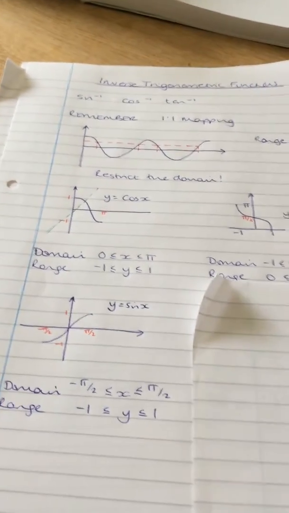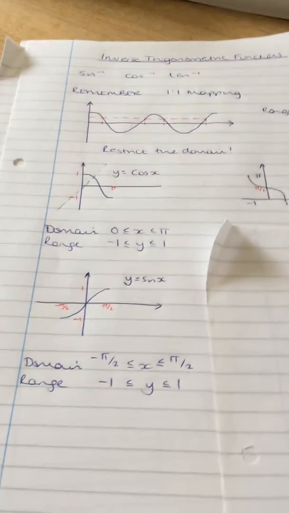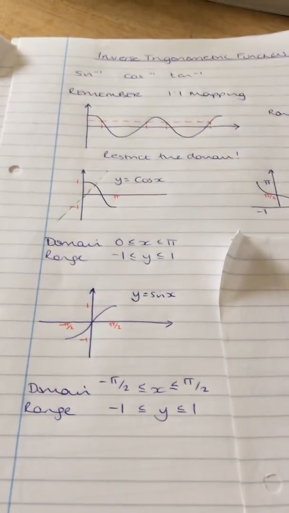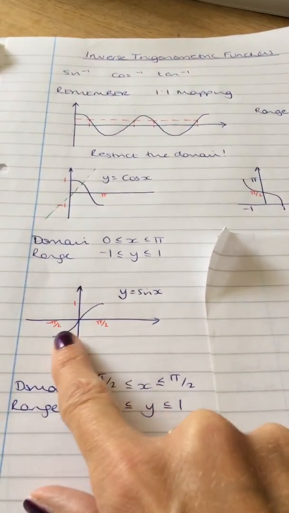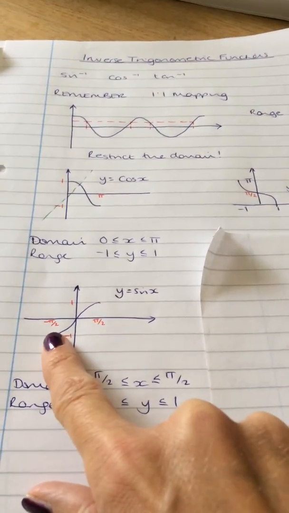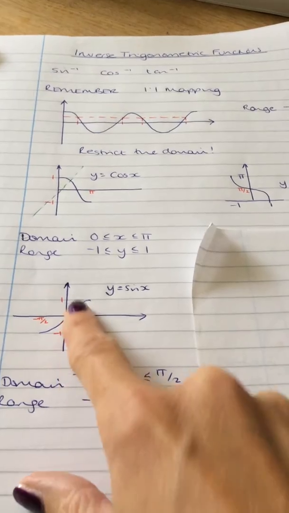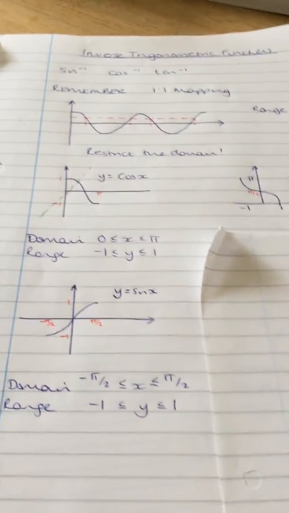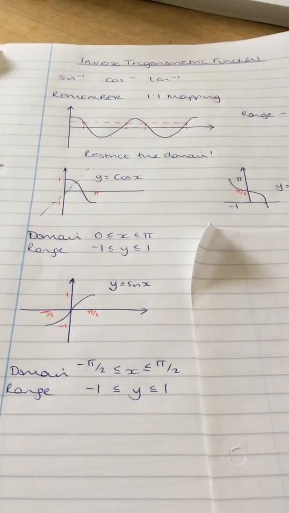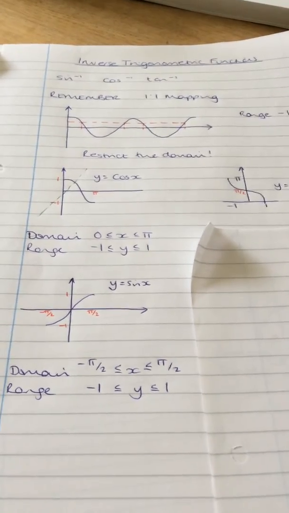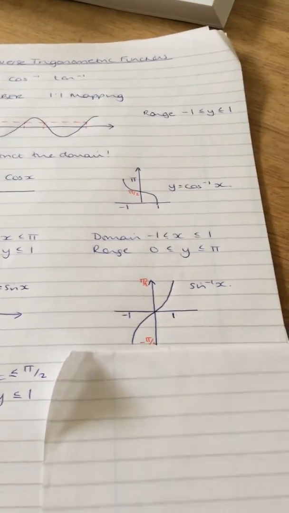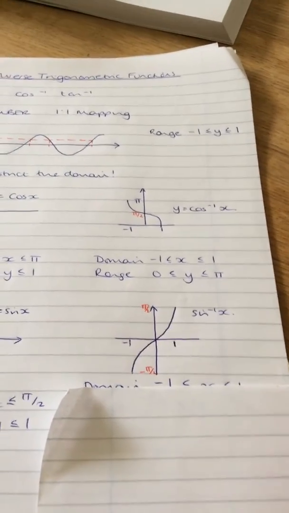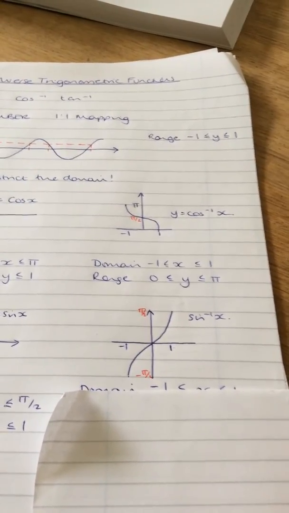Exactly the same works for sine. For our sine graph, we restrict it though this time from minus pi over 2 to pi over 2. And you can see you still get the lovely entirety of your range. So that's my domain, that's my range, which means that for my inverse sine function, my domain is between minus 1 and plus 1, and my range is from minus pi over 2 to pi over 2, which helps me draw my axes, and then I can add on to that my inverse sine graph.